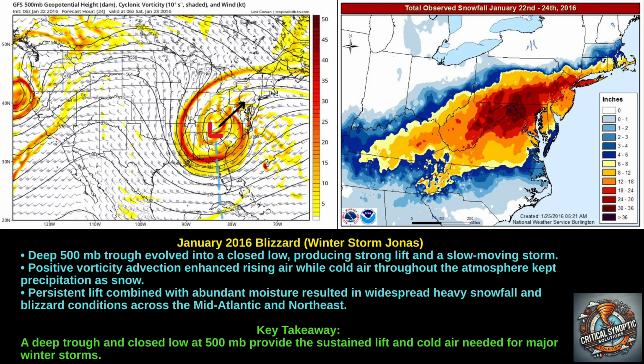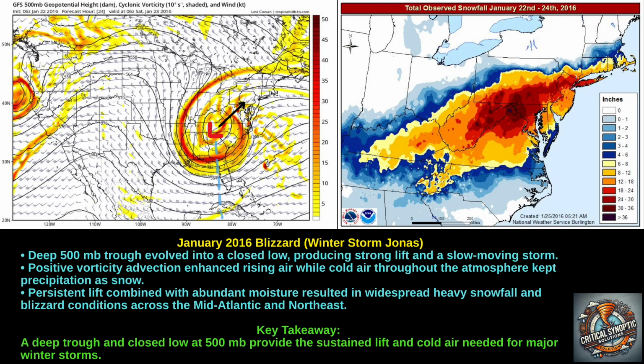At the same time, the jet stream is helping support rising air over the developing storm. That rising air allows moisture to cool, condense, and eventually fall as snow. Once again, notice that we're not looking at just one feature. It's the trough, the jet stream, and the overall upper air pattern all working together. Whether it's rain, snow, or severe thunderstorms, the process starts with understanding what's happening higher up in the atmosphere.